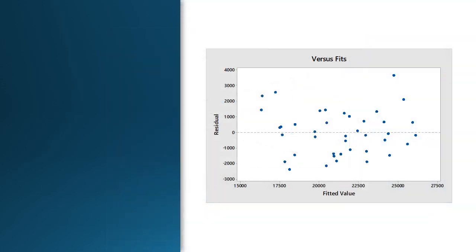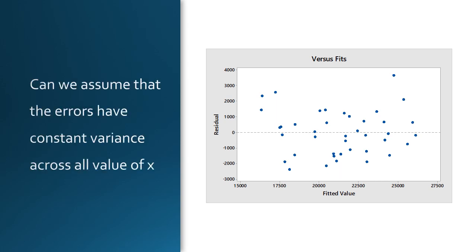Here is a plot of the residuals versus the fitted values for the sales price and mileage data. Can we assume that the errors have constant variance across all values of x? The residuals are scattered in a constant manner for all values of x, which indicates the variance is constant across all values of x. Notice that the point in the upper right corner is the same outlier that appears in the other residual plots.